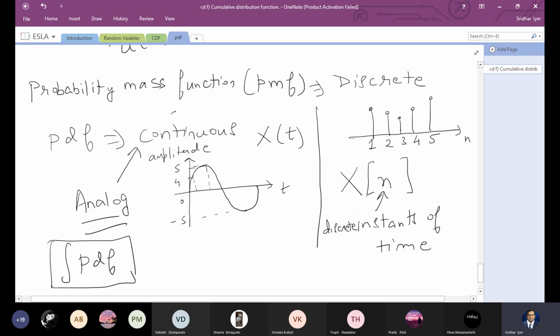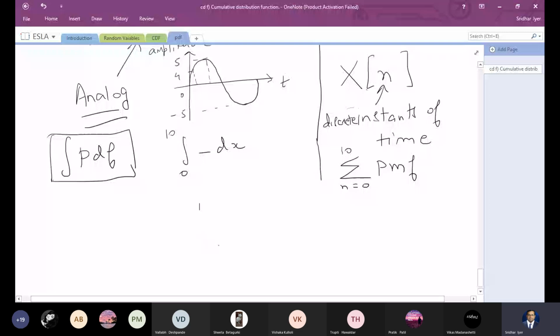Why? Because these discrete signals or discrete random variables do not occur at all times. They occur only at instants of time. Therefore, for these kinds of random variables, instead of the integral, we use summation and we sum the PMF. The summation will look like n equal to 0 to some 10, whereas in integration, we just put an integral, let's say from 0 to 10, of some value dx. For the PMF, we are always going to sum it. So this is the difference between evaluating the PDF and evaluating the PMF.